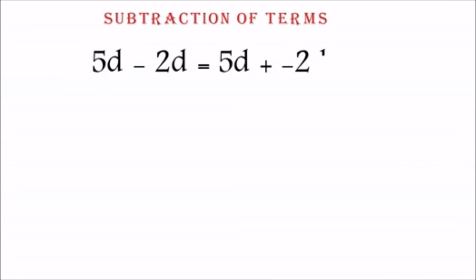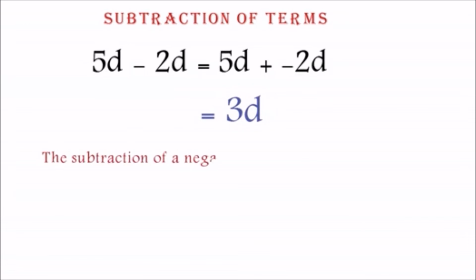Subtraction of terms. We know that the subtraction of a term is the addition of a negative number, such that 5d minus 2d equals 5d plus negative 2d. This is equal to 3d. The only new thing we will learn is the subtraction of a negative number. The subtraction of a negative number is addition.